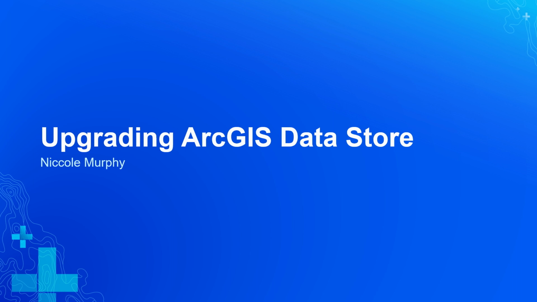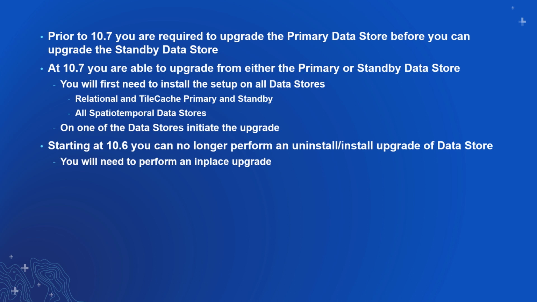So a quick peek at ArcGIS Data Store. So Data Store was introduced at 10.3. Prior to 10.7, whenever you were upgrading, you were required to upgrade the primary data store before you could upgrade the standby. Starting at 10.7, similar to what we did with the high availability portal, you no longer need to upgrade primary before standby. You run the setup on both data stores, pick one of them to start the upgrade, and it will upgrade both for you. Starting at 10.6, you can no longer do an uninstall install upgrade. So Cameron talked about that method where you uninstall the old version, install the new one. If you're upgrading ArcGIS Data Store to 10.6 or above, you cannot use that method. You must do an in-place upgrade.